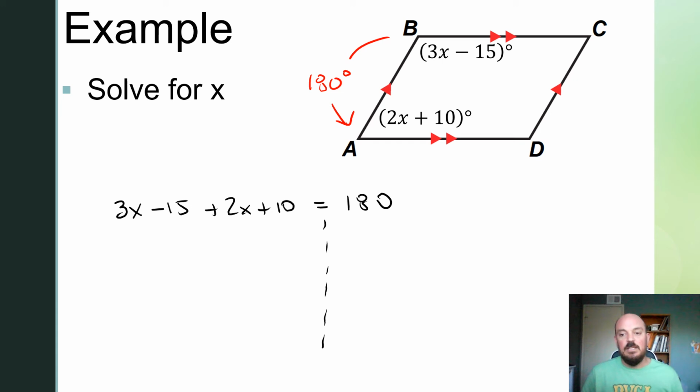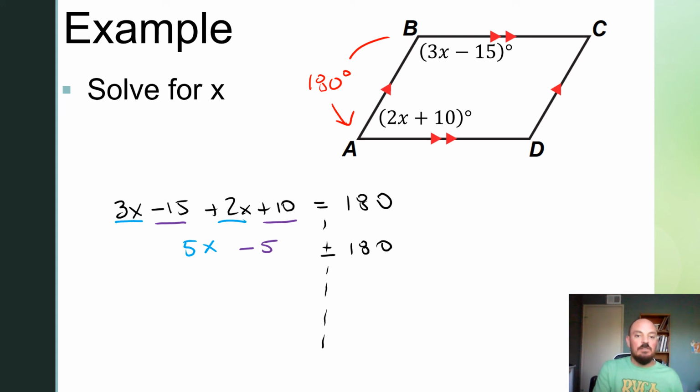That's the equation you want to solve. So let's go ahead and solve that equation now. Start by combining like terms. 3x plus 2x is 5x. Negative 15 plus 10 is negative 5. So right now I have 5x minus 5 equals 180. And then we'll finish solving.